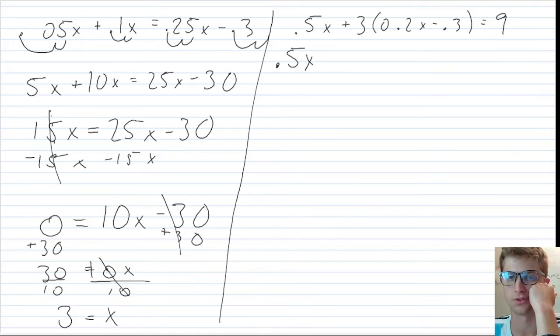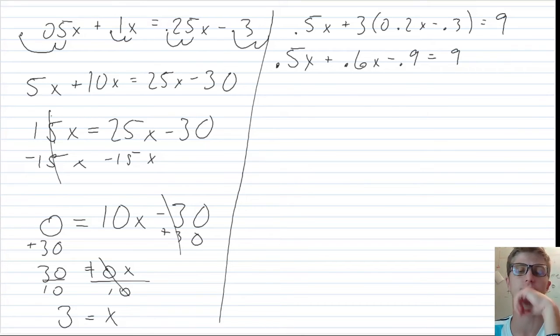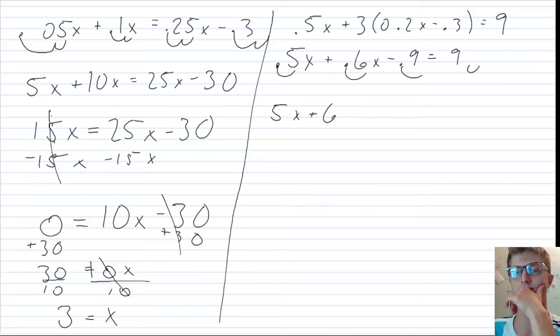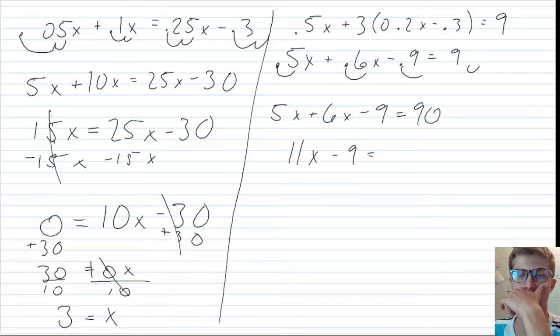So we'll do our distribution of the 3. 3 times 0.2 gives us 0.6x. 3 times negative 0.3 gives us negative 0.9 equals 9. And now how many decimals do we got to move over? 1. So we'll move everything over once. 5x plus 6x minus 9 equals 90. Combine like terms, 11x minus 9 equals 90.